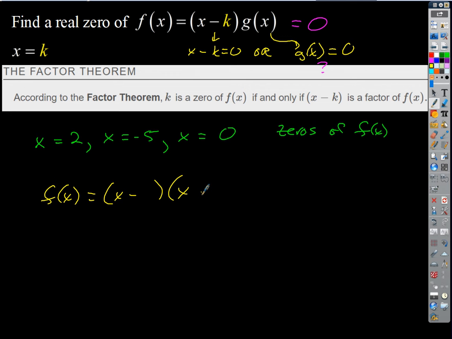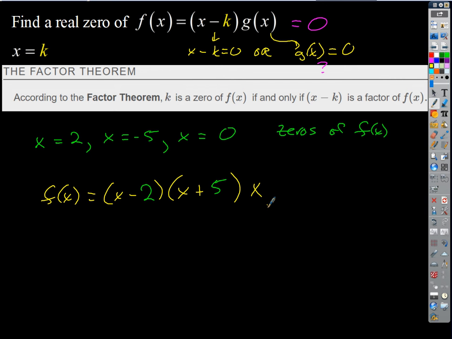Okay, so we get x minus 2, x plus 5, and then just x minus 0, which we could just call x, right? I mean, minus 0 doesn't really do anything for us. Okay, so then all I'd have to do, if I want to put that in standard form, is multiply it out. But that is a function that has those zeros.